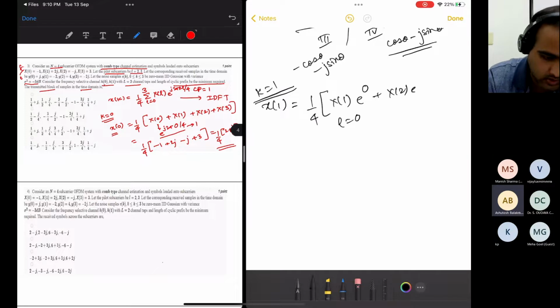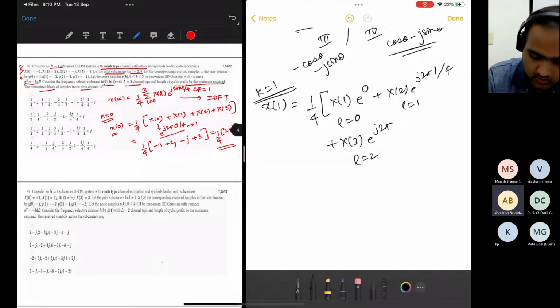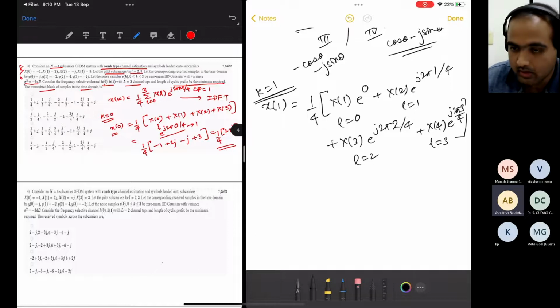Plus x1 e to the power j 2 pi, with k and L, for L is 1, it is 1 by 4. Plus x2 e to the power j 2 pi, now here we have L is 2, and 2 into 1 is 2, so k into L is 2, divided by 4. Plus x3 e to the power j 2 pi, and for L is 3, this is 3 by 4. Any doubts in this step to anyone?